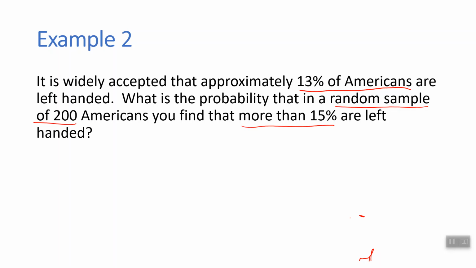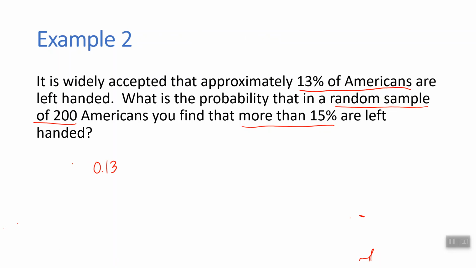As I try to make sense of this, my first thing is 0.13. That's the equivalent of 13%. I'm going to label that P. That is my population proportion. 13% of Americans is a global statement, P. And then I will determine Q by finding 1 minus P. It's the complement. So Q is equal to 1 minus 0.13. Q is equal to 0.87.